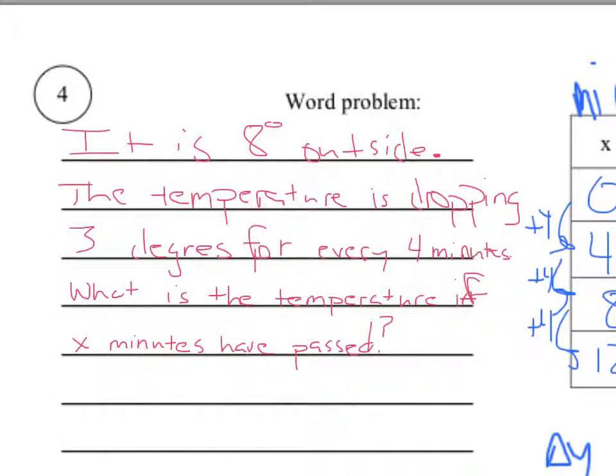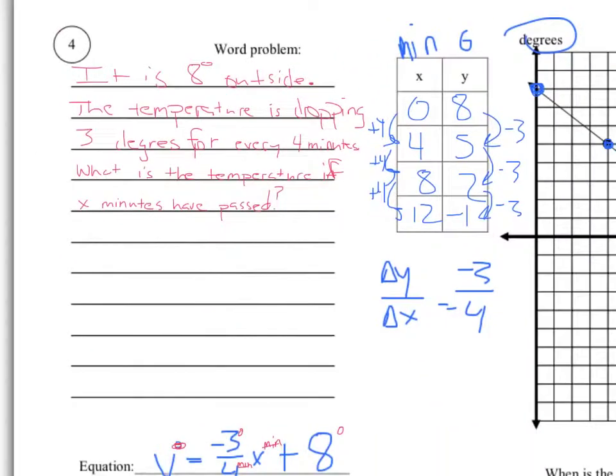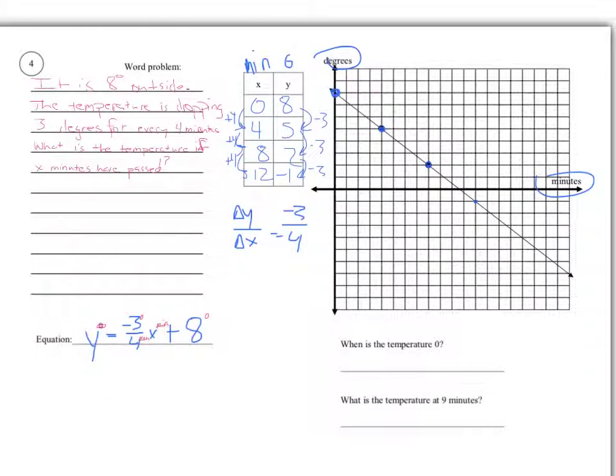Don't make it more complicated than you have to. Just follow that formula: starting point, rate, what is y if x? And all we've got left over here are the questions.